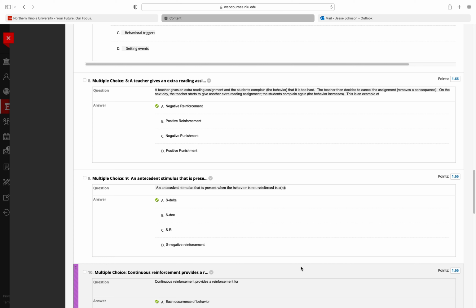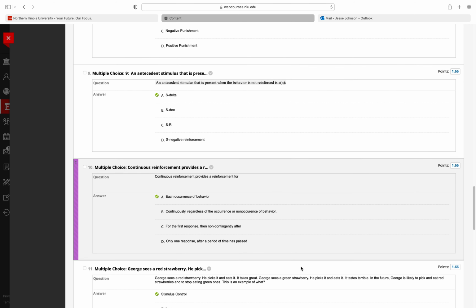So you're told what the behavior is, the complaining of students. You're also told that this behavior increases. So right away, you can eliminate negative punishment and positive punishment. That leaves you with negative reinforcement and positive reinforcement. Then you have to ask the question, is the consequence the presentation of something or the removal of something? Well, you're told that something is removed and the assignment actually gets removed or reduced. So that's negative reinforcement.